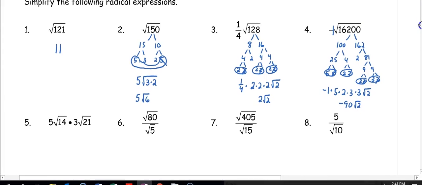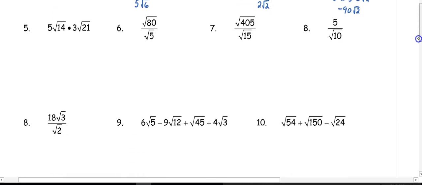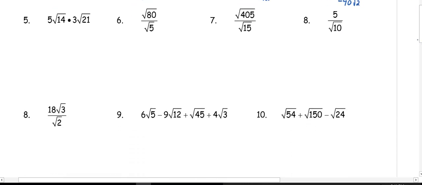Now when we have 2 radicals that are multiplied together, the numbers that are outside the radicals are going to multiply together, and the numbers that are inside the radicals are going to multiply together. So this gets us 15 root 294. Now I need to break down 294.